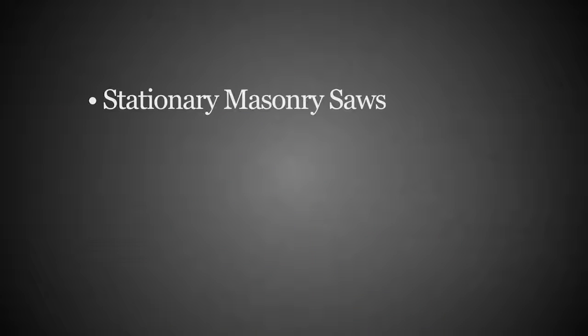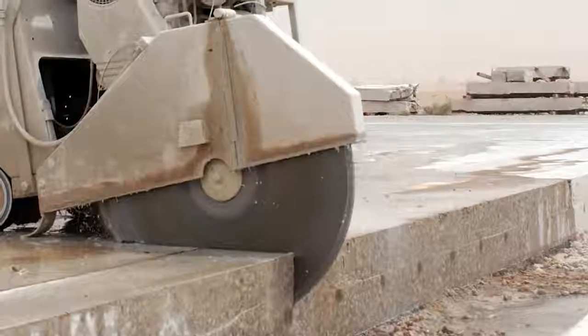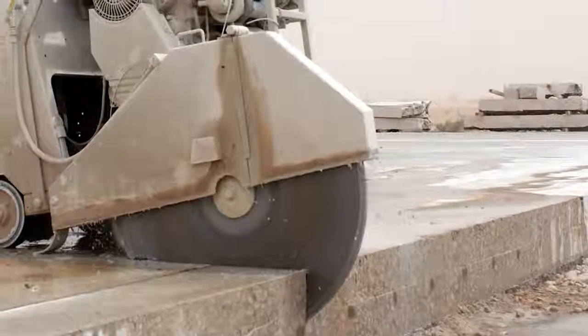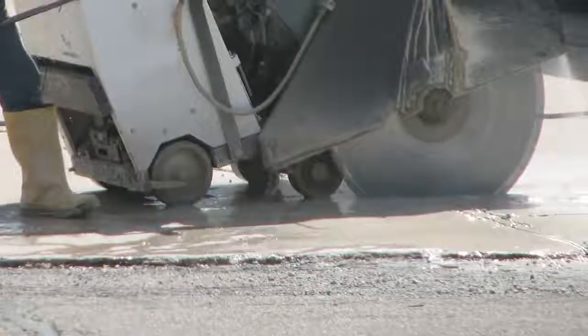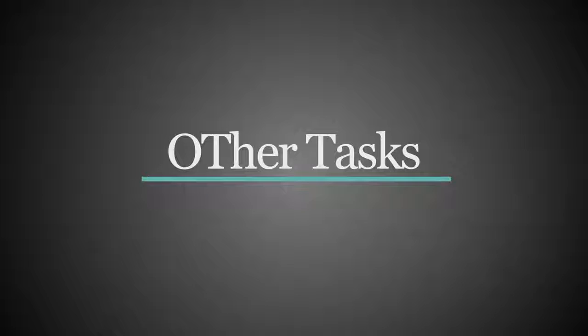For tools like stationary masonry saws, hand saws, walk-behind and drivable saws, rig-mounted core saws, or drills, Table 1 requires the use of a tool equipped with an integrated water delivery system that continuously feeds water to the blade or bit. And this is almost always followed up with the instruction to operate and maintain the tool in accordance with the manufacturer's instructions to minimize dust emissions. Other tasks have different requirements and options.